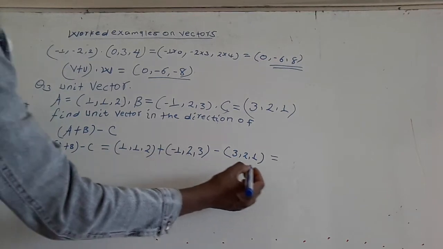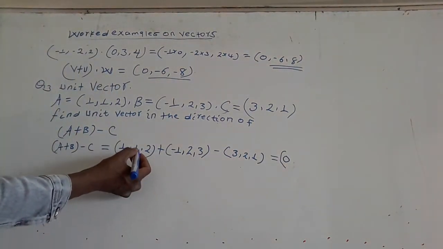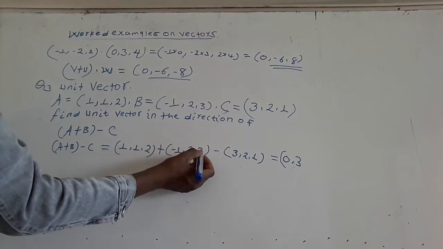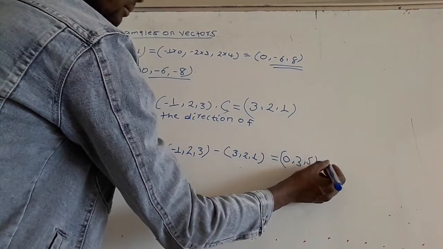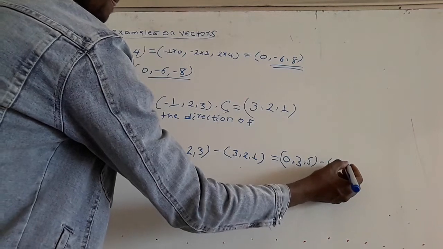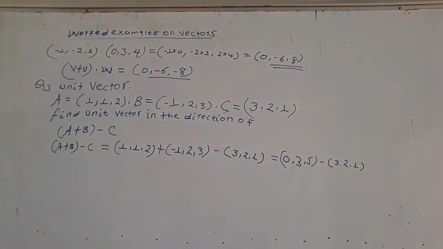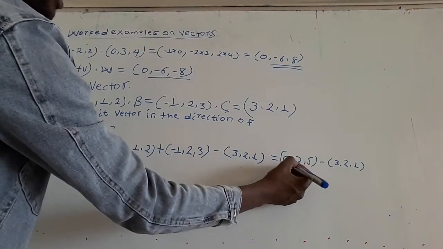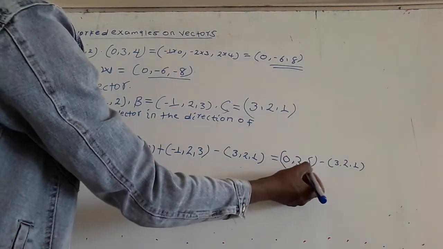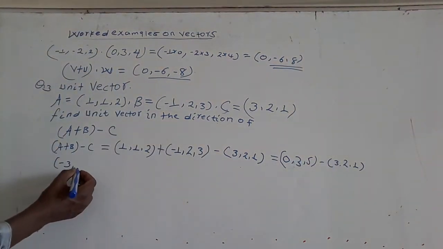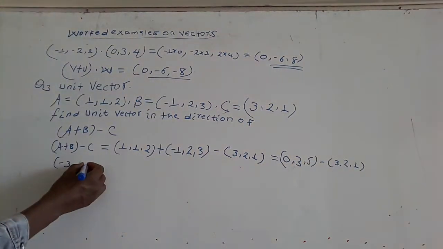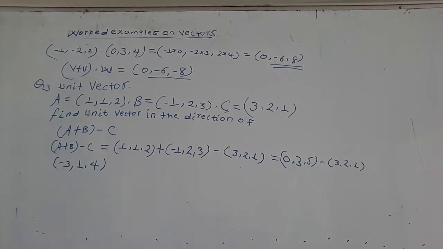This equals 1 plus minus 1, which is 0; 1 plus 2, which is 3; 2 plus 3, which is 5. Then minus 3, 2, 1: 0 minus 3 is minus 3, 3 minus 2 is 1, 5 minus 1 is 4. So this is the vector.